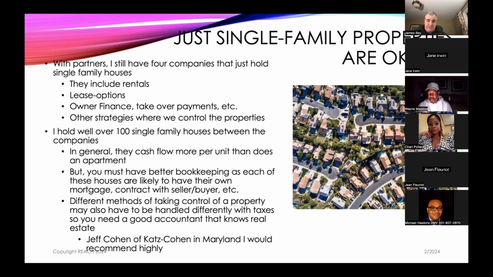So she has stuff that she's bought that are now rentals. She's had stuff that she holds under lease options. She's got owner financing, and she's probably got 10 other ways that she's accumulated properties that are now part of her portfolio, outside of putting down 20% cash, or a standard note, or whatever it may be. So she's got about 100 houses between those companies.